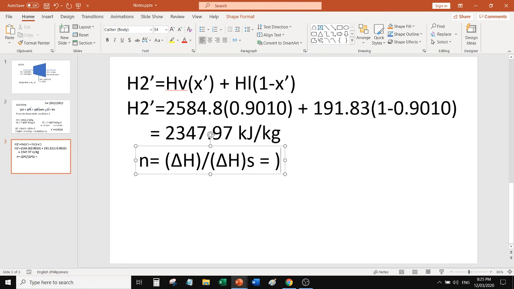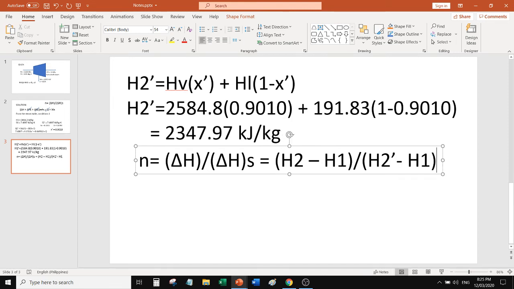This is equal to H2 actual minus H1 divided by H2 prime minus H1. Why? Because, diba, the one in the denominator is the delta H isentropic. So, instead of H2 actual, it's H2 prime.